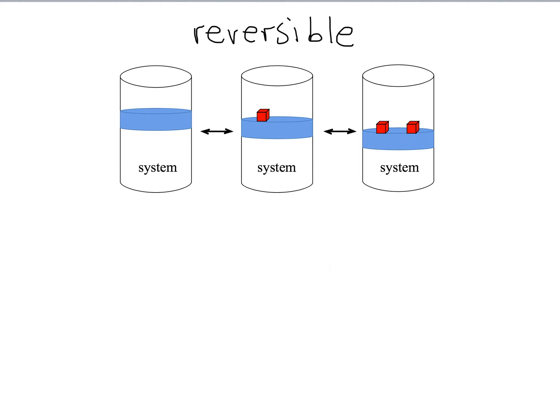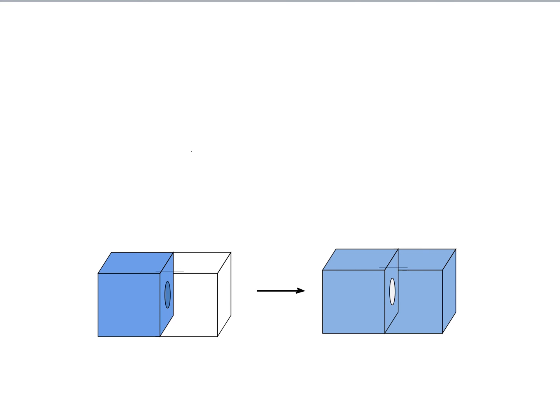Practically, what defines a reversible process is one that's done so slowly that the system remains in a well-defined equilibrium state throughout the entire process. When I do this, I can return the system and the surroundings to the same initial state that they started in, and that is what defines a reversible process. Let's contrast that to a process that is irreversible.